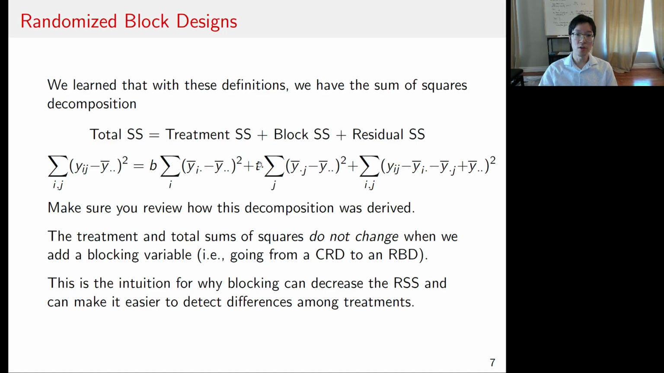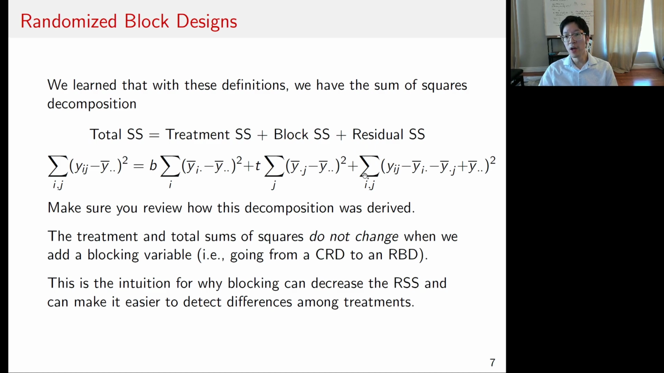Okay, so you see the treatment sum of squares has stayed the same, which means the treatment mean square is also the same when we go from CRD to RBD. In other words, the numerator of the F statistic is the same whether you're looking at CRD or RBD. So what's changing is the denominator of the F statistic. And the denominator of that, as we know, is the residual mean square.